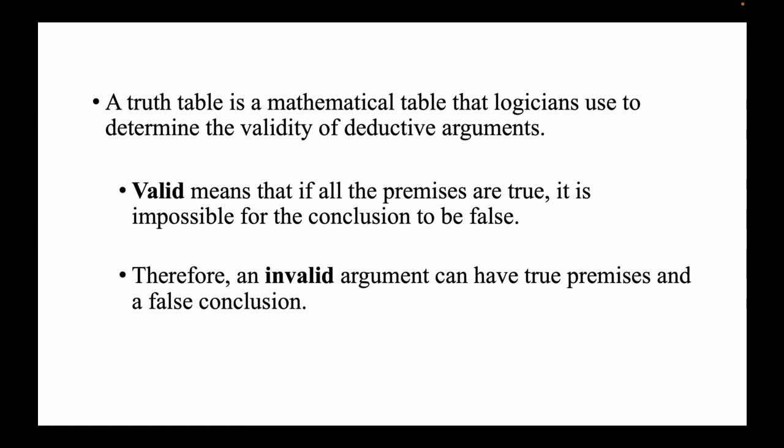A truth table is a mathematical table that logicians use to determine the validity of deductive arguments. Recall that an argument is valid if and only if, given the premises, the conclusion must follow necessarily from the premises. Another way to put it is that an argument is valid if the premises are true and it is impossible for the conclusion to be false. Consequently, an invalid argument is an argument that can have true premises and still have a false conclusion.